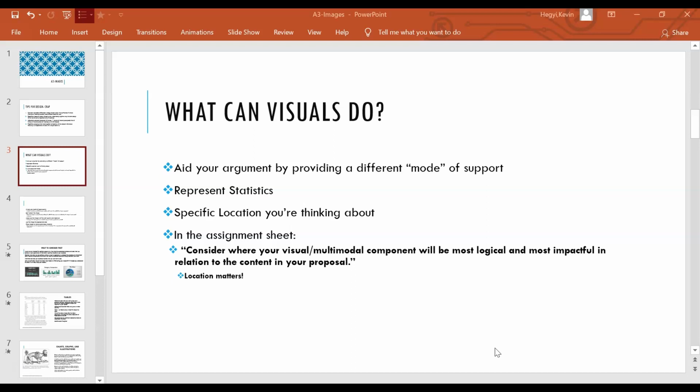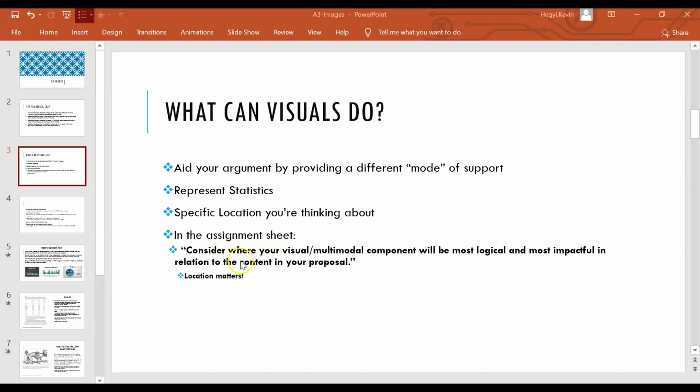So now we're going to be shifting into something a little more specific, adding that specific visual component to our proposal. This is quoted directly from the assignment sheet: consider where your visual multimodal component will be most logical and most impactful in relation to the content of your proposal.